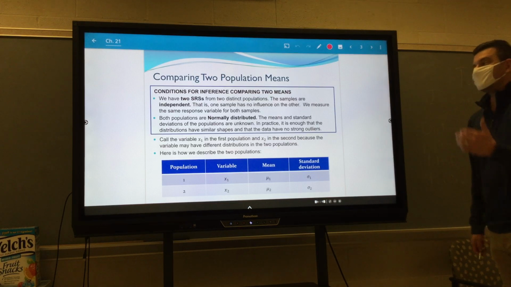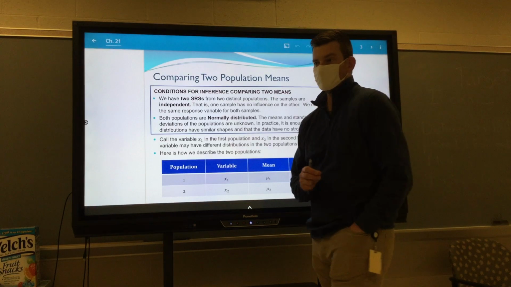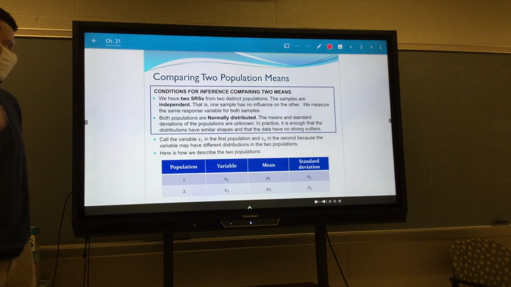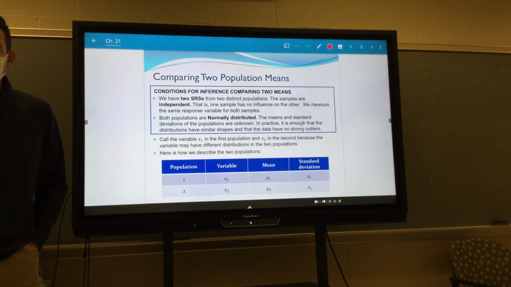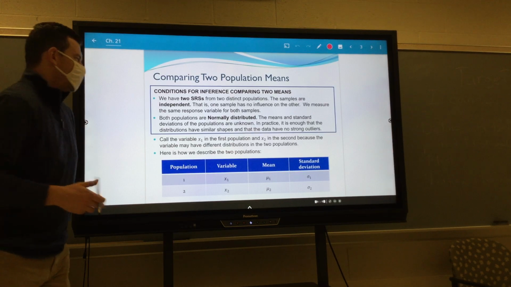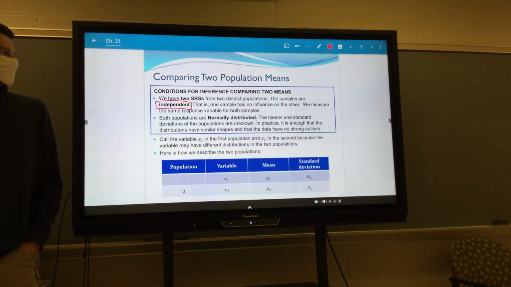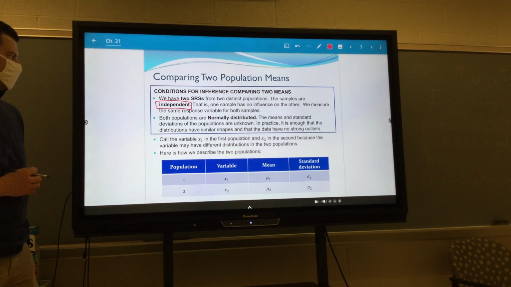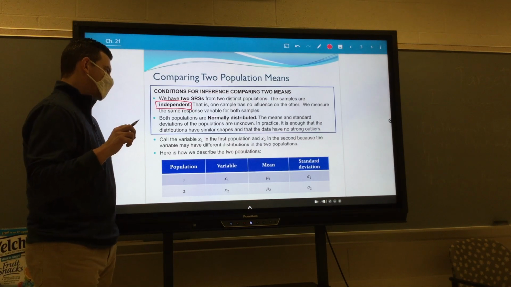So our conditions are pretty much the same as when we had a single sample, except with a couple of considerations that we just discussed. And we could have two random samples from distinct populations, and we do want that randomness. The samples need to be independent of one another, and we already mentioned that. Okay? One sample has no influence on the other sample, and you're measuring the same thing from both samples.